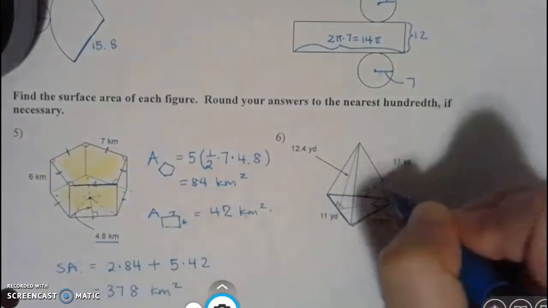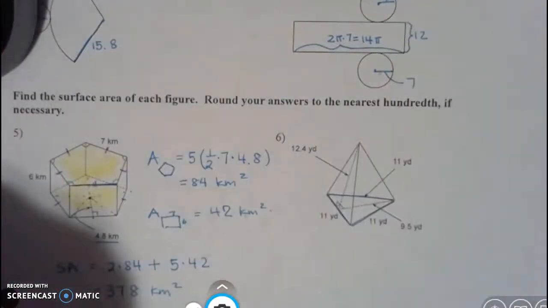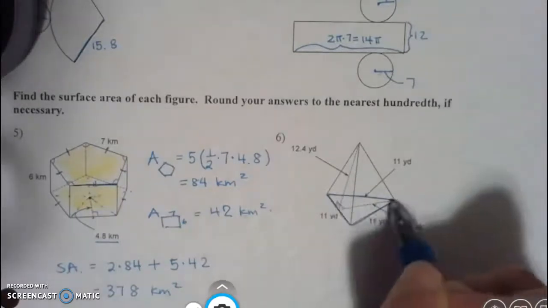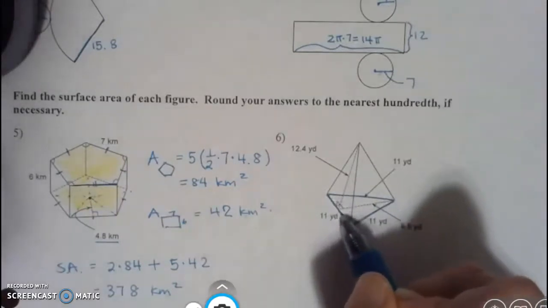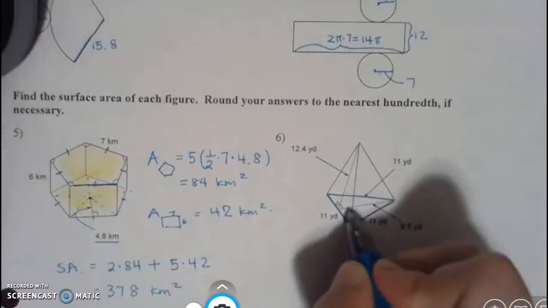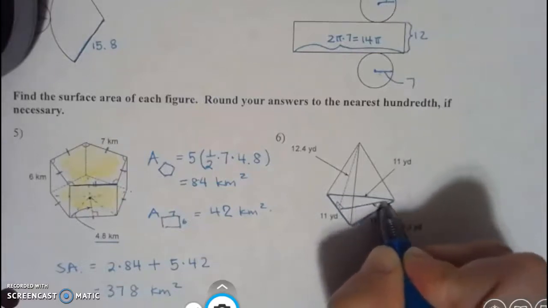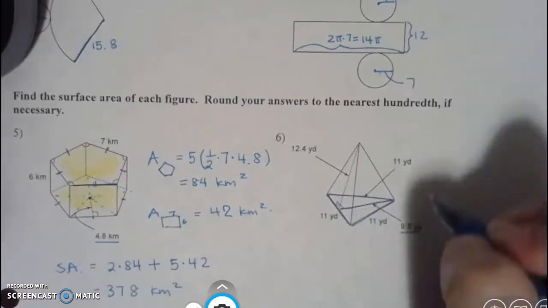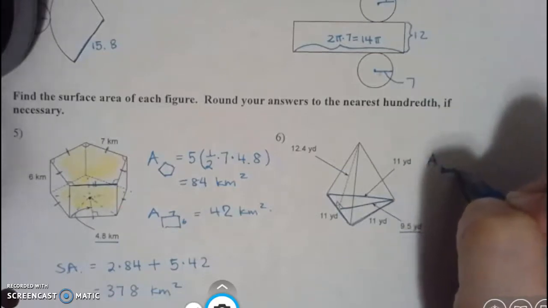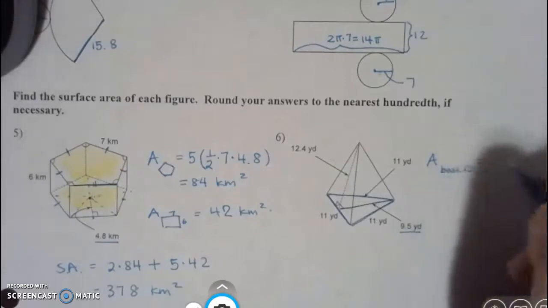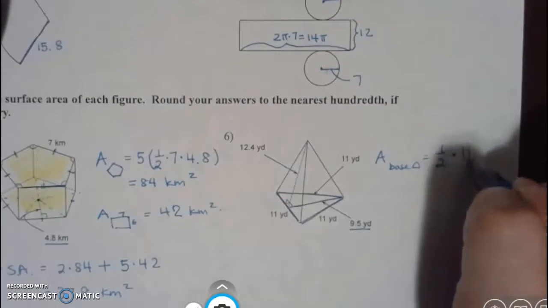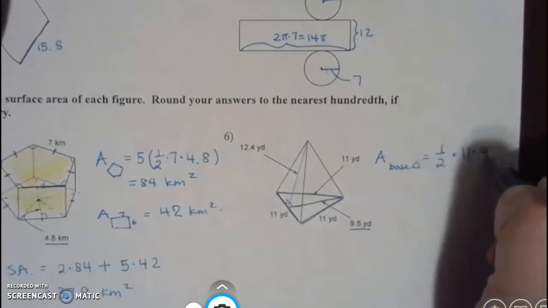Okay, so let's calculate the area of the base first. The base length of the base triangle is going to be 11, and what is this length? The height of the triangle is 9.5. So the area of the base triangle is going to be half times the base, 11, multiplied by the height, 9.5.